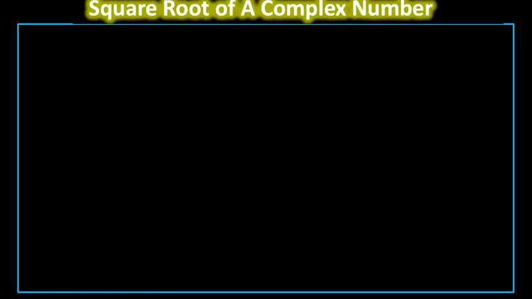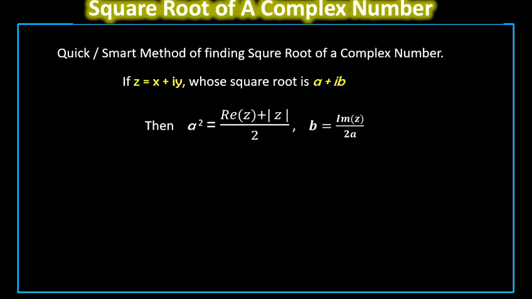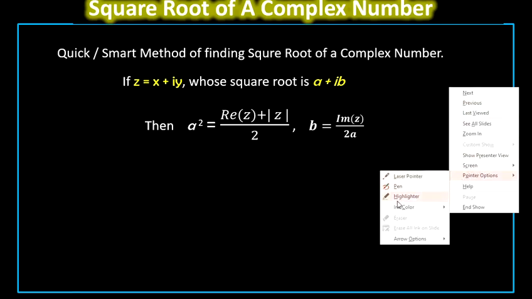Right now I'm giving you a very smart or quick method of finding the square root, and that can be used only for checking purposes. In examination you have to show detailed working, and this can be used in some other MCQ type of testing. You see here, if your complex number is x plus y iota and the square root is a plus b iota.